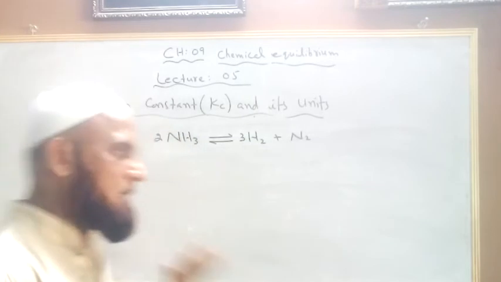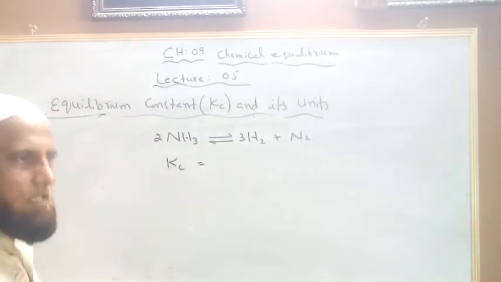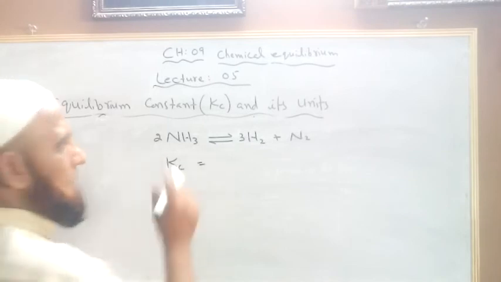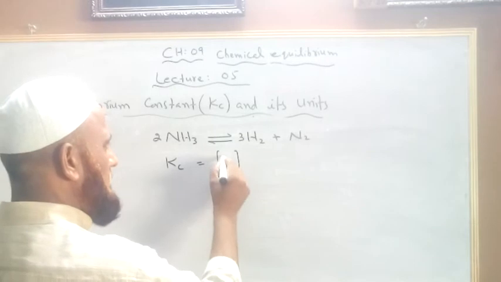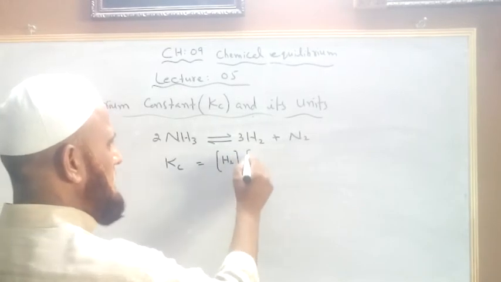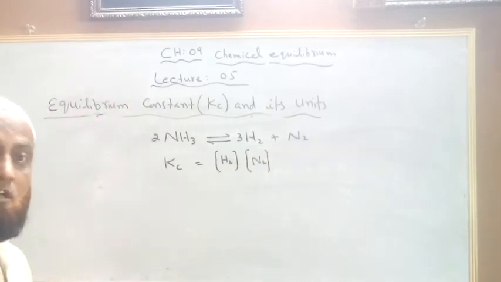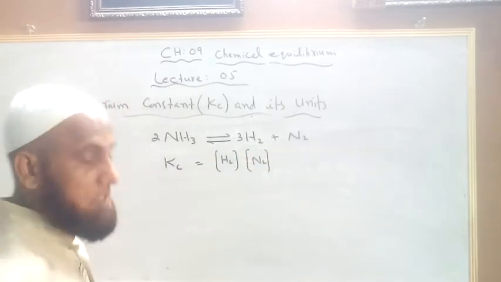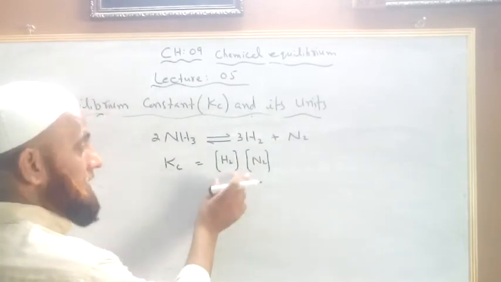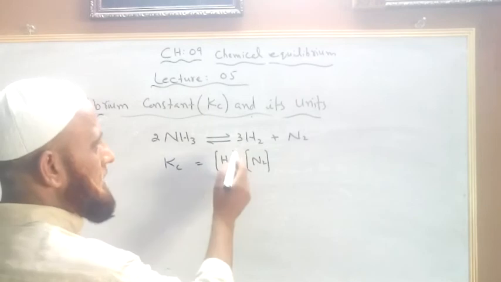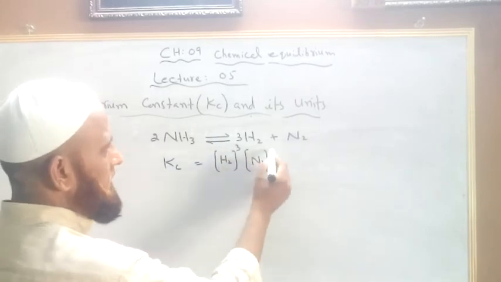Now what's the further step? You have to write the Kc equilibrium constant, then we will apply that definition. Kc is the ratio between the product of concentration of products, and here the products are hydrogen and nitrogen, raised to the power of their coefficients.